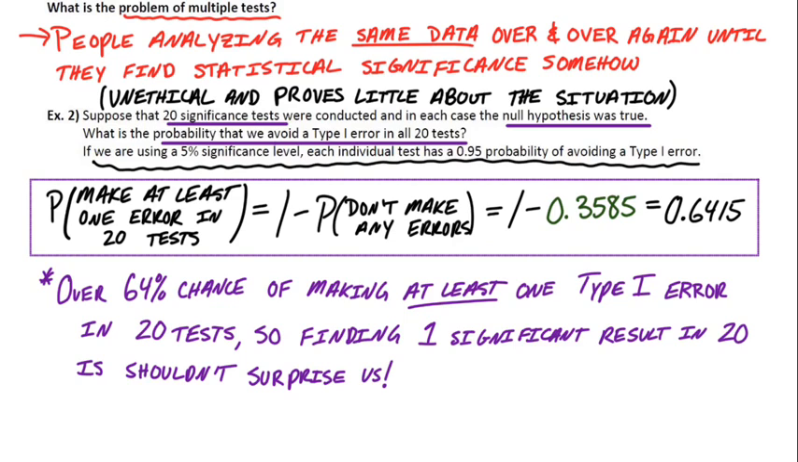So that really gets to the point of why it's unethical. And if you look around long enough, odds are you're going to find something statistically significant. But very well could be by mistake, like green jelly beans causing acne. So that's the issue with multiple analyses.